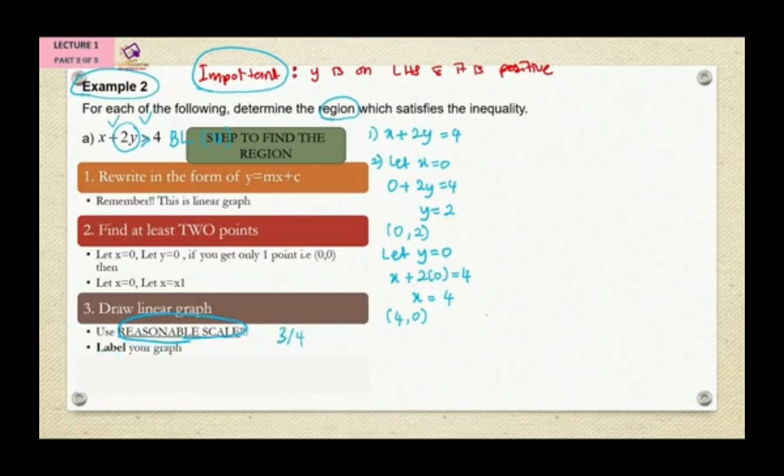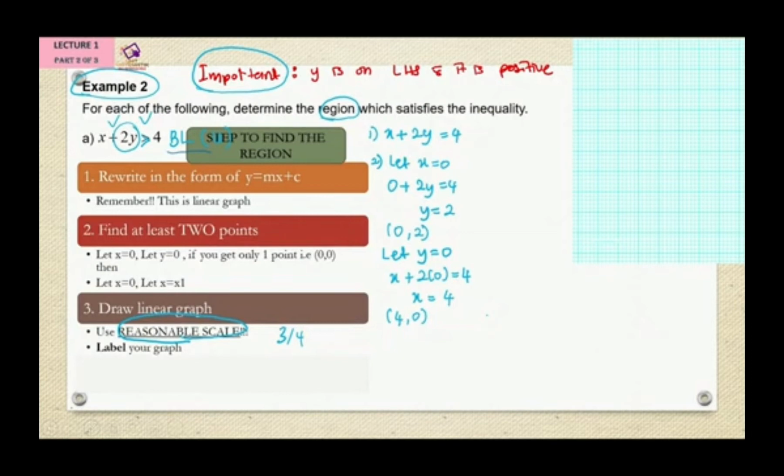Students, how do you ensure you draw a good graph and use a reasonable scale? We need to use graph paper. So students, please take out your graph paper first. For this question, we will be using a reasonable scale. The scale that we will be using is, for the x-axis, 5 units equals 1, and for the y-axis, 5 units equals 1 as well.